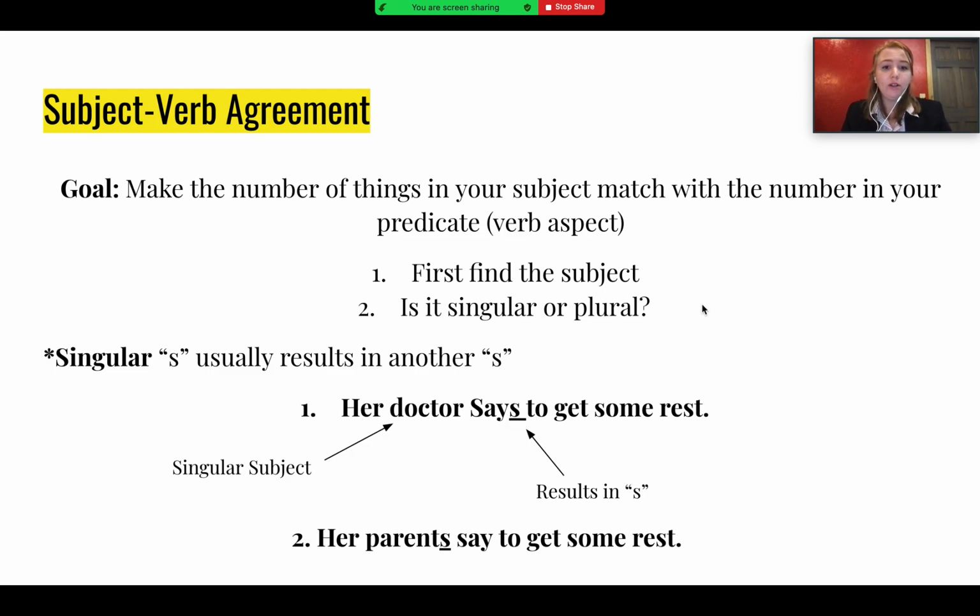So to do this, we always need to look at the subject and ask if it is singular or plural, and if it is singular, it usually results in another S. For example, her doctor is a singular subject, and says will end in an S. Her doctor says to get some rest. If her parents say to get some rest, now the base form of the subject is ending in S, that means say does not have an S at the end. So that's why this is important.